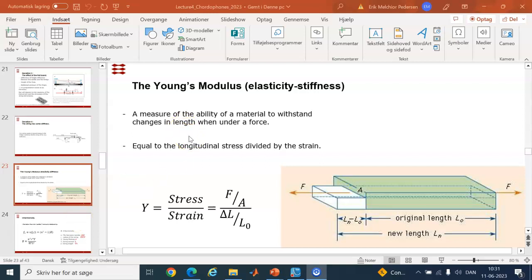For instance, concrete has 26 times 10 to the 9 Newton per square meter. So it is a measure of the ability of a material to withstand changes in length under force, equal to the longitudinal stress divided by the strain, and rubber should not be a good one.